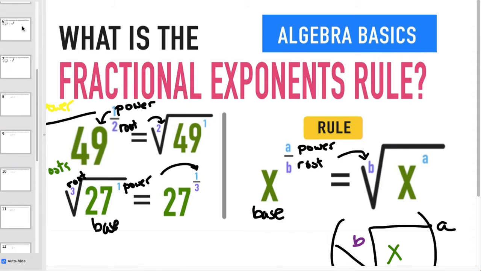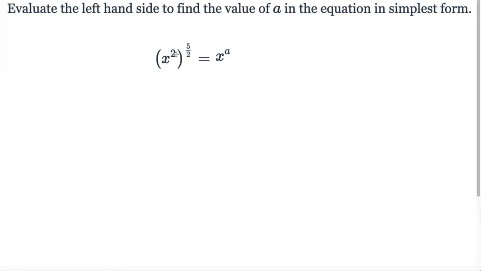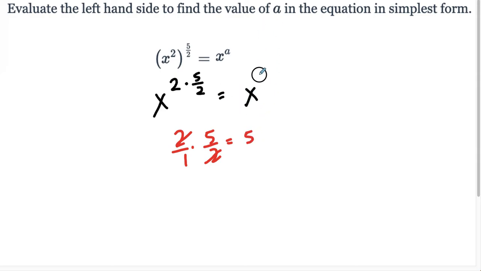All right, so let's take a look at more examples, but this time I'm going to combine the rules. So this is a combination of the power to a power rule, or raising a power to a power. And then let's see what this looks like. So it looks like we have x squared being raised to the power of 5/2. So if you apply the power to power rule, that means I'm going to multiply my powers together. So this becomes x to the power of 2 times 5/2. So in red, I'm going to perform 2/1 times 5/2. So these two will cancel out, leaving you with a power of 5. So this becomes x to the 5th power.